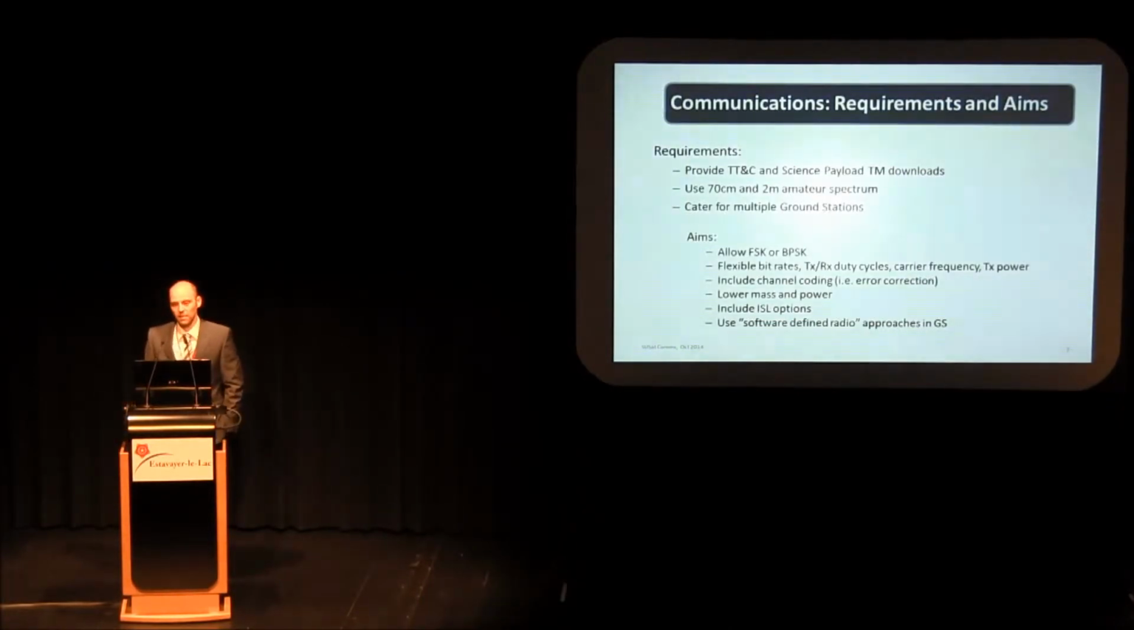The requirements: these are not necessarily QB50 requirements, but our requirements. The comm system has to provide the TT&C and scientific data download. We're using the 70 centimeter and 2 meter amateur bands, and we cater for multiple ground stations. The aims are to allow FSK and flexible bit rates, so we want to vary the duty cycles and transmit and receive power, and include channel coding for error correction. Obviously, it needs to be low mass and low power, as all nanosat systems. We use a software-defined radio, and also the possibility of inter-satellite links.